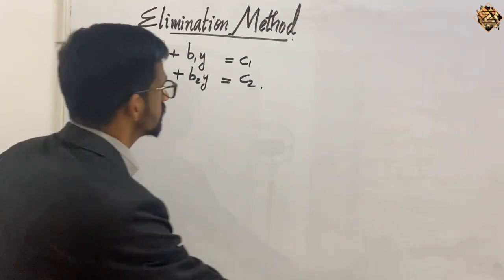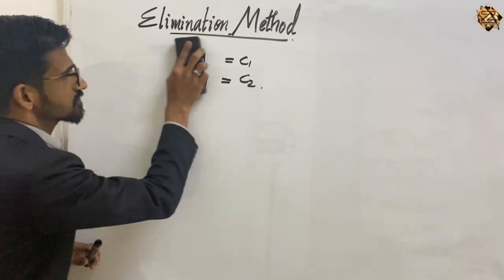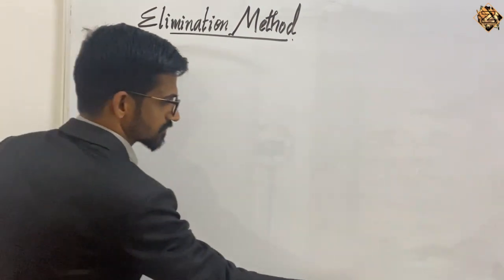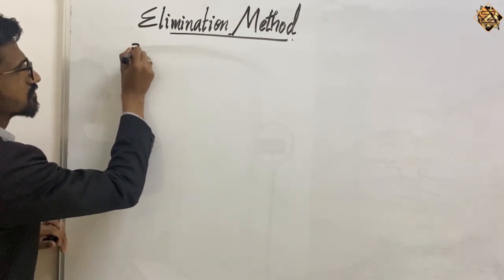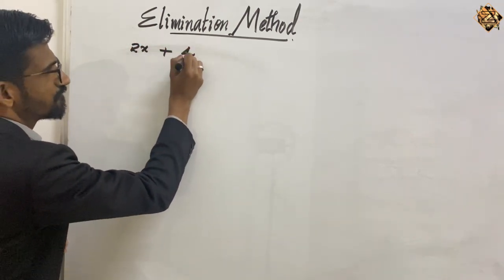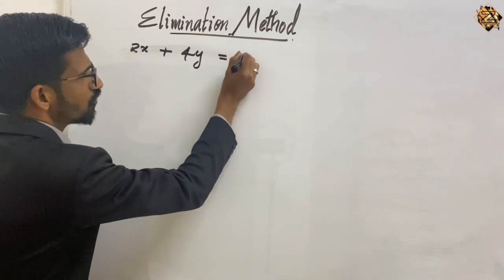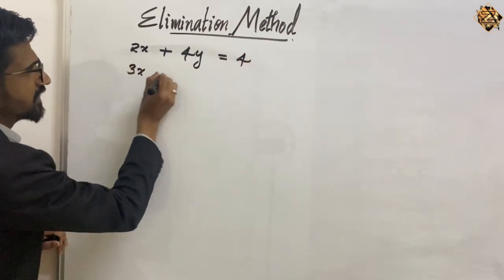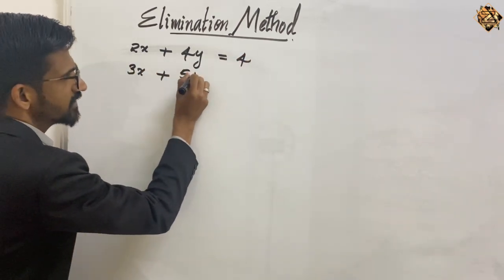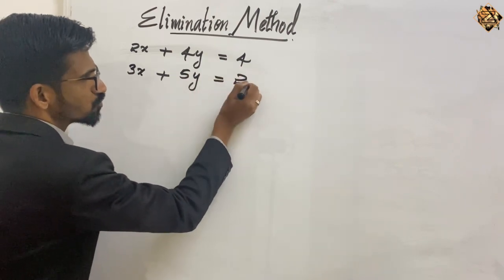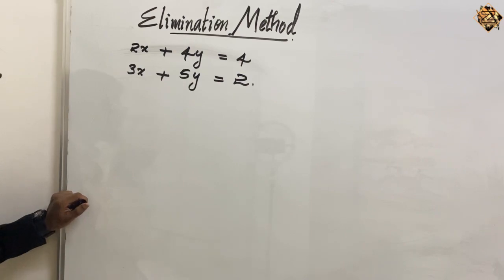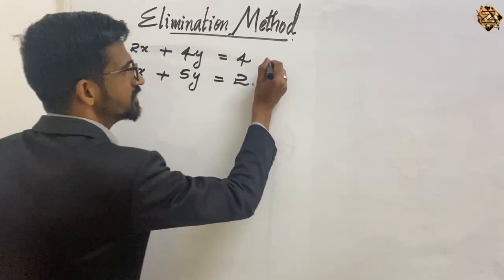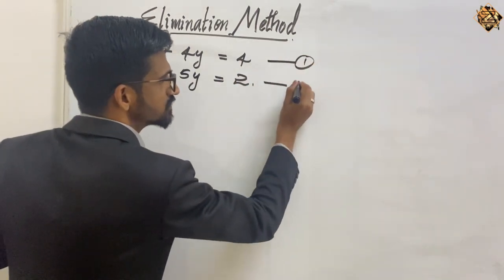Now I'll take an example to explain this. So taking two equations, 2x plus 4y equal to 4, 3x plus 5y equal to 2. Here we have pair of linear equations in two variables x and y. This is equation 1, equation 2.